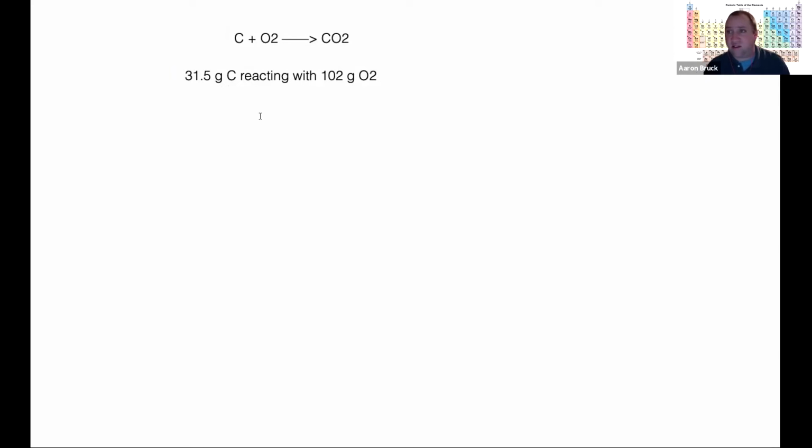Now, to answer this, we're going to follow the exact same procedure that we did in the cheeseburger example. We're going to take our 31.5 grams of carbon and convert it into carbon dioxide. And we're going to do the same thing with our 102 grams of oxygen, by taking it and converting it to carbon dioxide also.